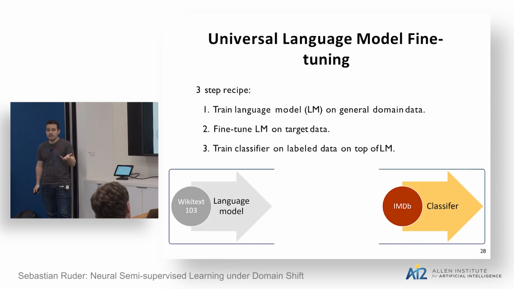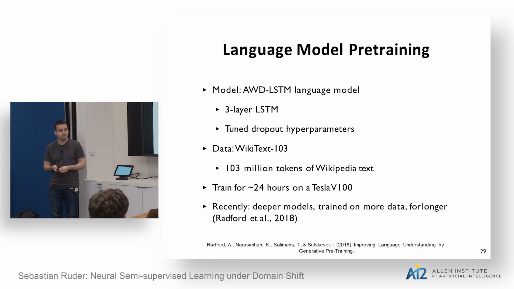The main 3 steps of our method are that we first train a language model on a general domain corpus, like Wikipedia. Then we fine-tune our language model on the data of our target task, like IMDb. And then finally, we train a classification layer on top of this language model.